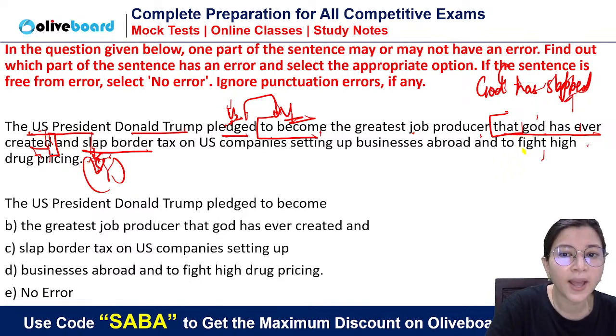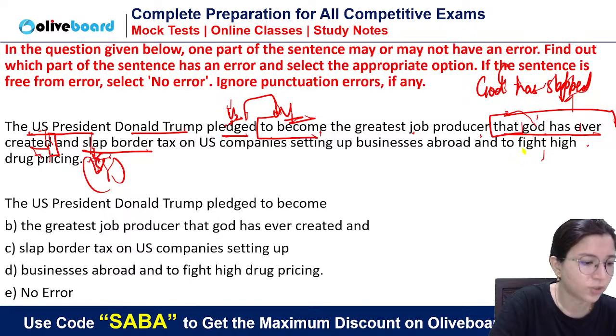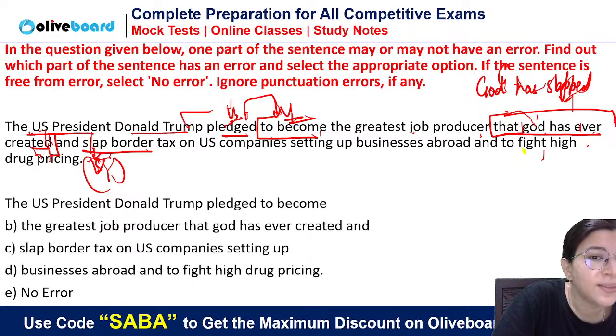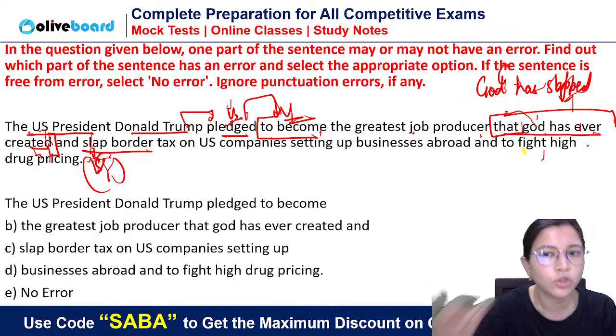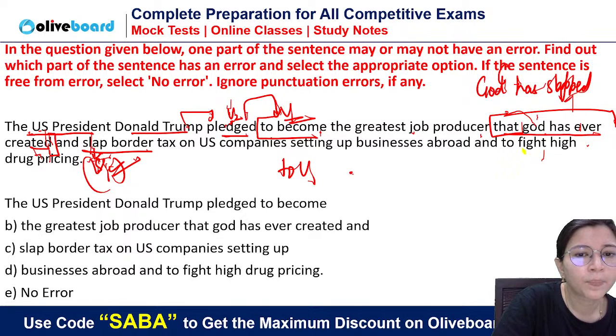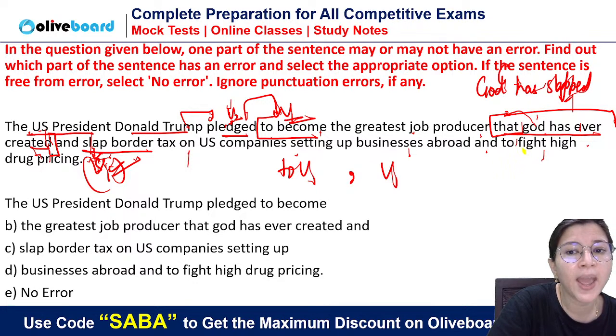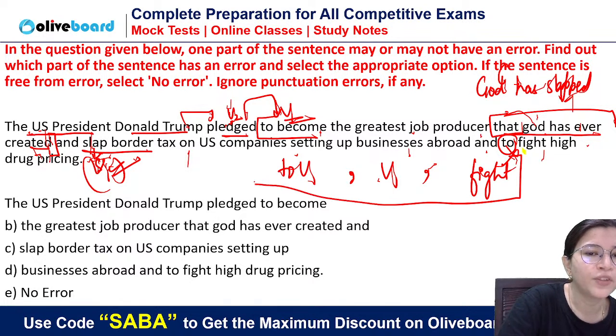Created and slapped, अगर आप ये लगा रहे, God has created Donald Trump, but God has not slapped the border tax. Okay, so Donald Trump, he is saying that he will be the greatest job producer. He pledged to become the greatest job producer and slap border tax. So 2 plus V1 on US companies setting up business, and fight, the parallelism is here. Well done Rishu. And fight for, ये अभी मैंने कल बताया है ये रूल.